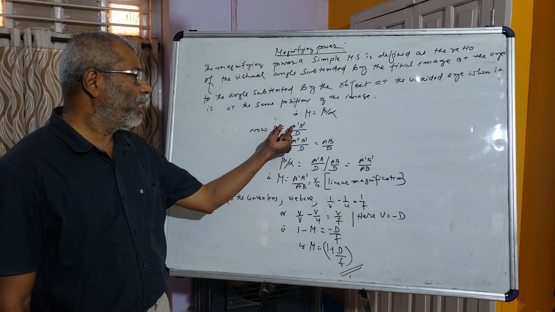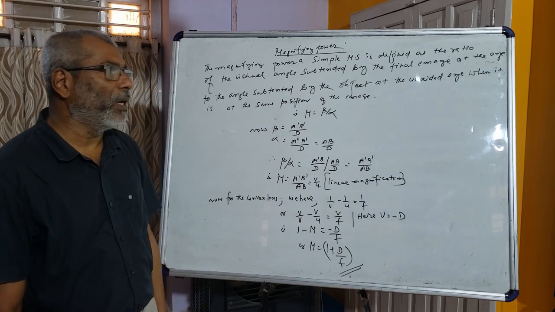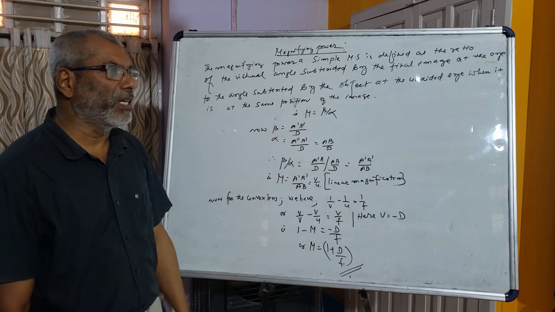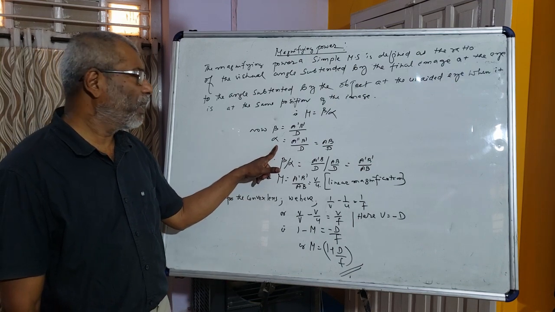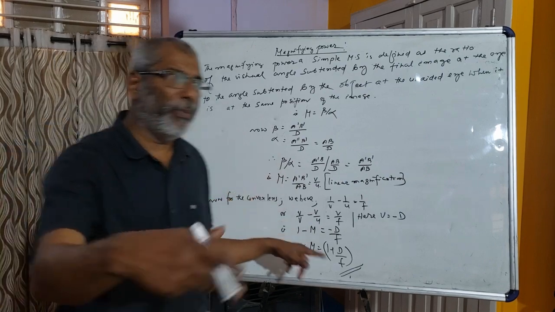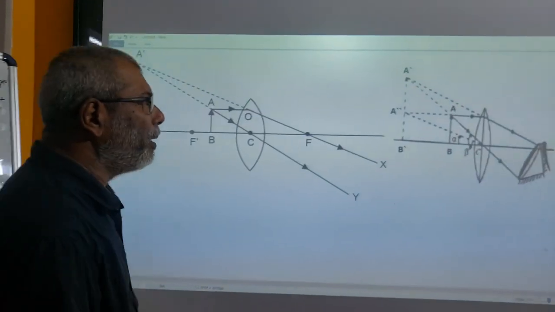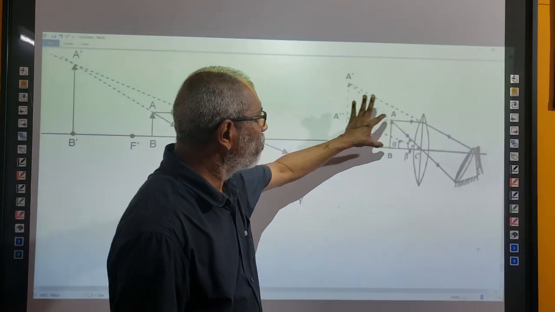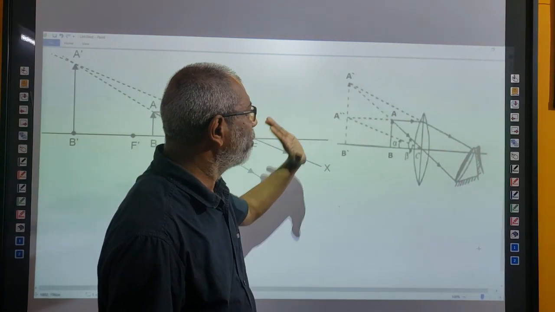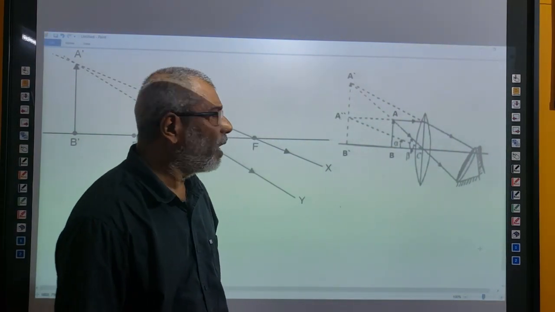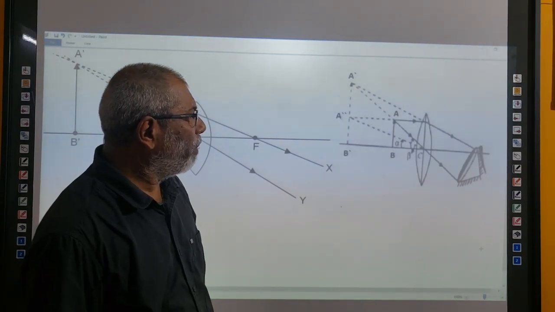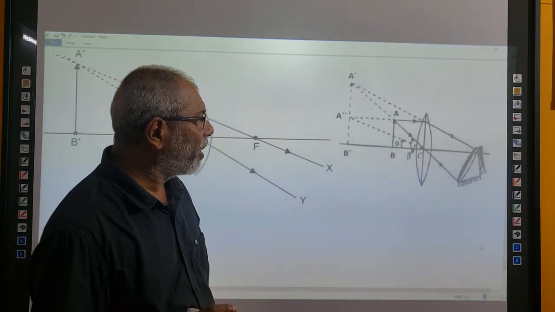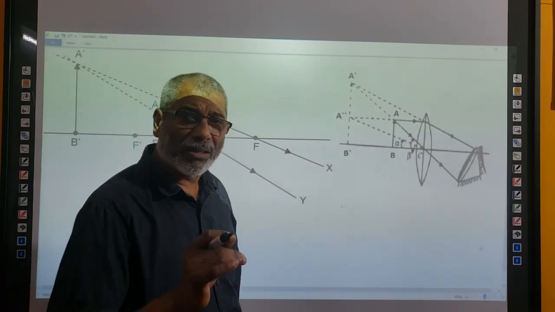Beta is equal to A dash B dash by AB, the size of the image, by the distance, or perpendicular by base. Alpha is equal to... alpha means to see alpha. See again, the object itself is placed at the position of the final image. Already the definition, already I said that magnifying power is the ratio of two angles.